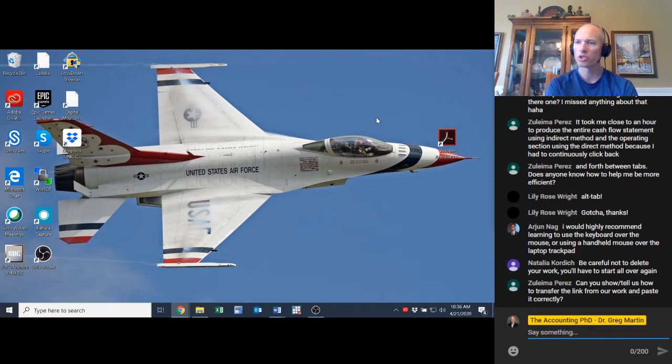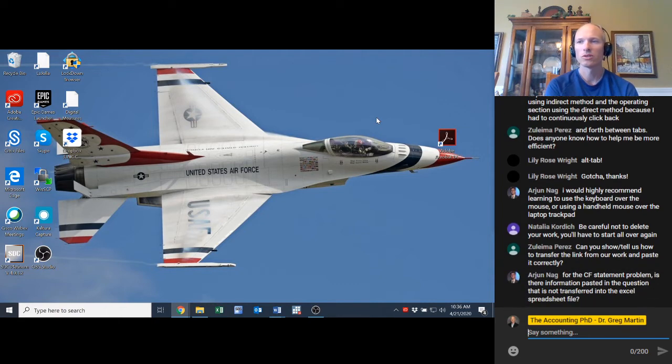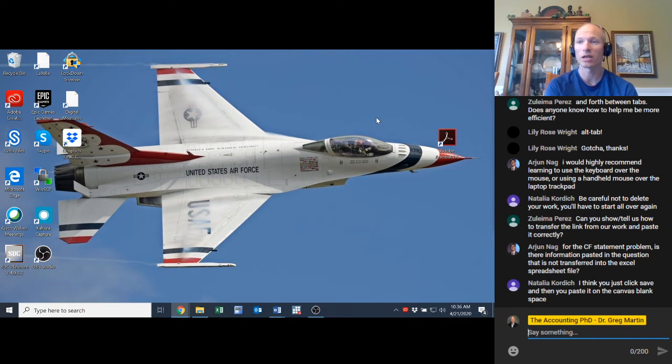Can you tell us how to transfer the link from our work and paste it correctly? So the issue for that is the only way that I can demonstrate that, even on my computer, is by enabling the lockdown browser, and I don't think that I can stream while the lockdown browser is operating. So I don't think I can show that. I couldn't even show it on WebEx. I don't think there's anything that I can do.